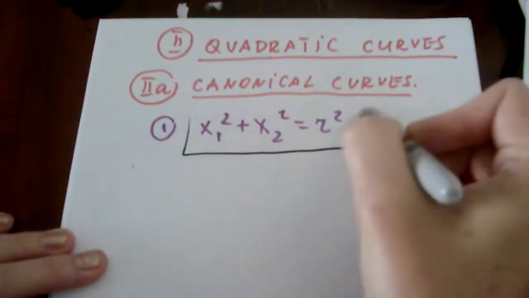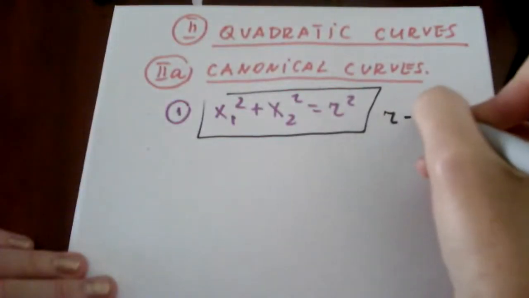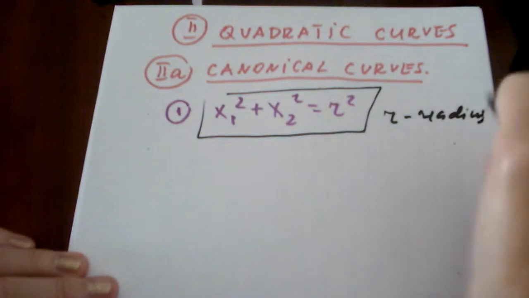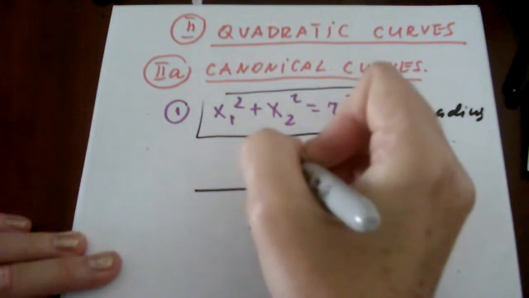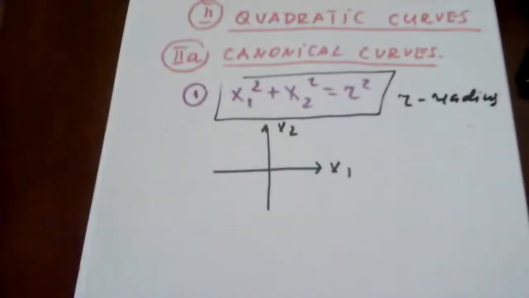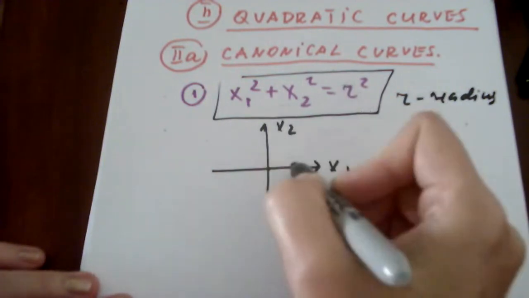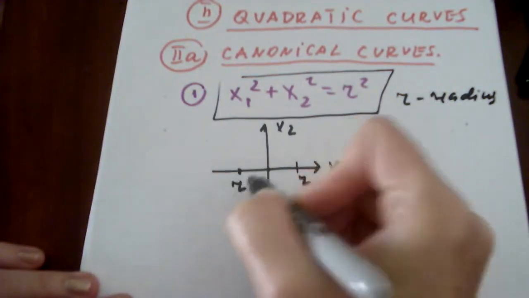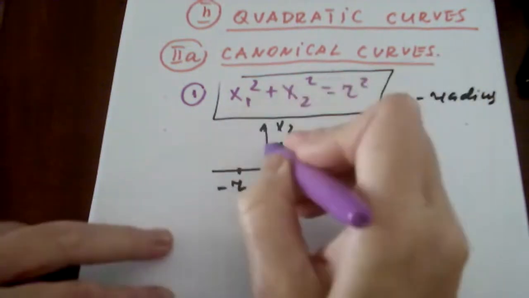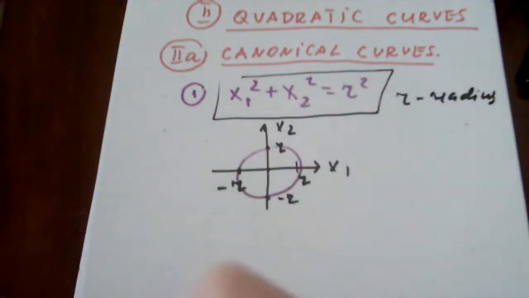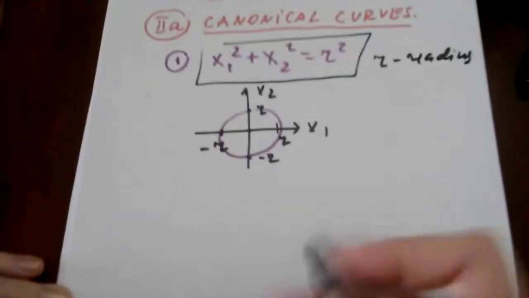So what is this equation? This is the equation of the canonical circle, where r is the radius of this circle. If you come across this equation, it means that you need to draw a coordinate system. The center of the circle is at the origin, and the radius is r. So you can mark r here, minus r here, r here, minus r here, and then just connect these points, and this will be the circle. So that's it. Nothing fancy to discuss. I don't think it's even a good idea to give you an example because it's too easy.